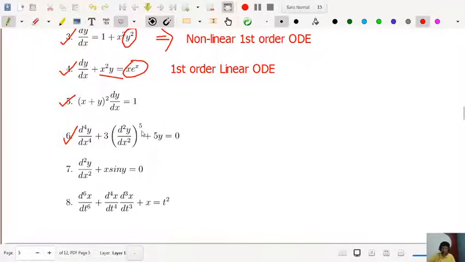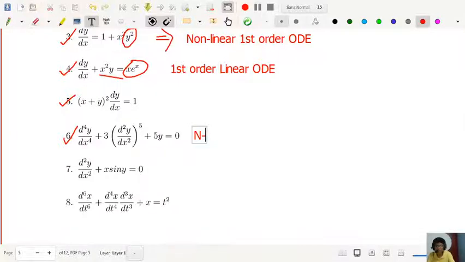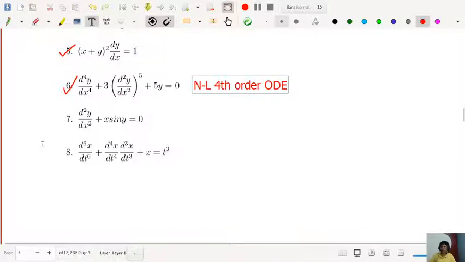So this is not linear. The highest order derivative is fourth order. So it is a fourth order ordinary differential equation, nonlinear. For nonlinear I am writing NL: nonlinear fourth order ODE.